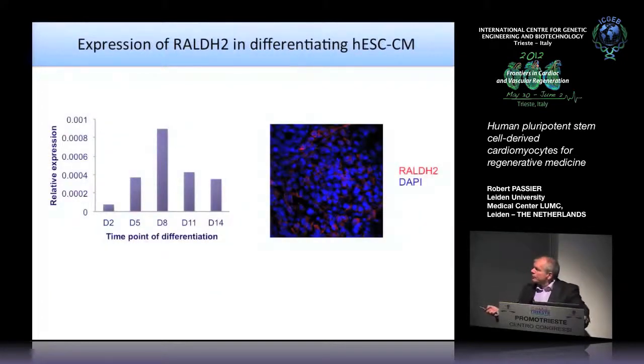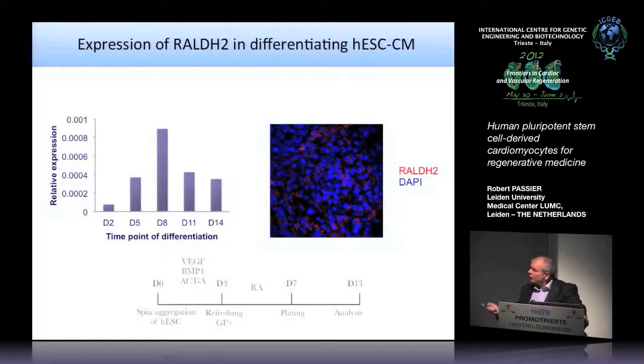So if we look at our differentiation protocol and at the different time points, we see that RALDH2, the important enzyme for this pathway, is expressed at higher levels at around day 8 and 10. And furthermore, if you look at immunostaining of RALDH2, you can also see that it's expressed in these differentiating cells. So what we did next is to adapt the culture system by adding retinoic acid at the stage where we already have mesoderm, so from day 3 onwards.